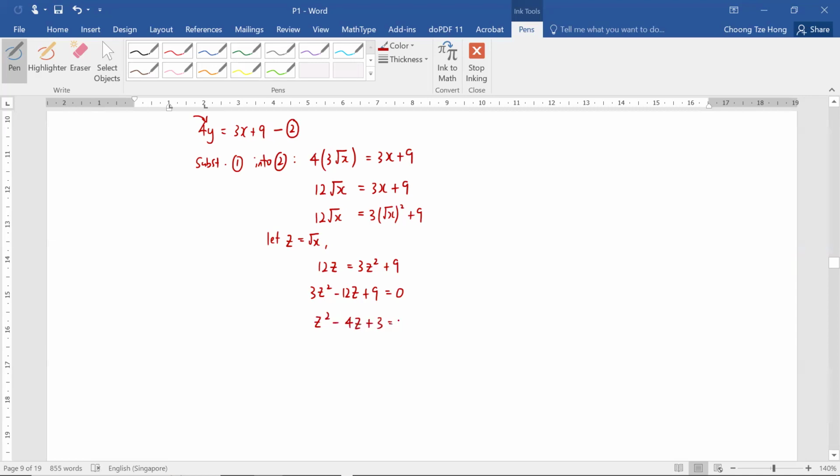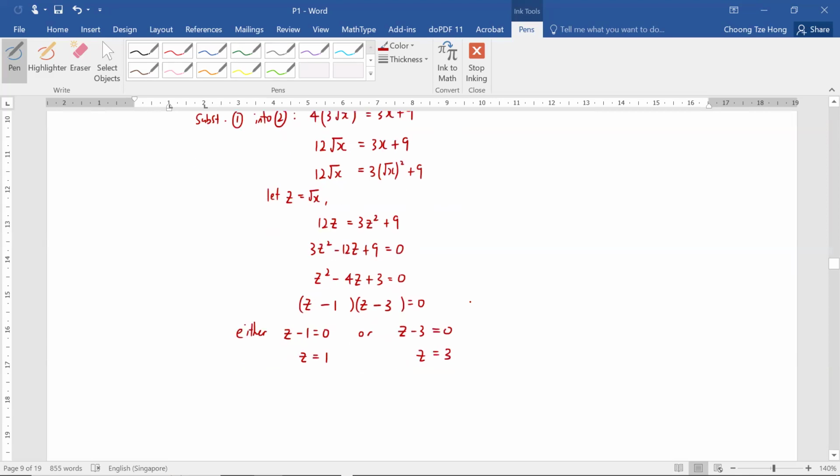Okay, so divide by 3. Then after that, we can just go ahead and factorize and solve. So we'll get (z - 1)(z - 3). This one is not too difficult to factorize. So what we have is either z minus 1 is 0 or z minus 3 equals 0. So z will be equal to 1 or z equals 3.